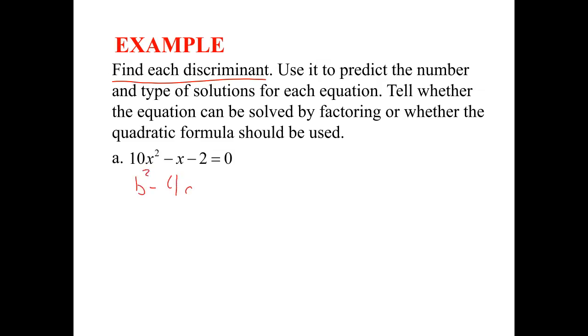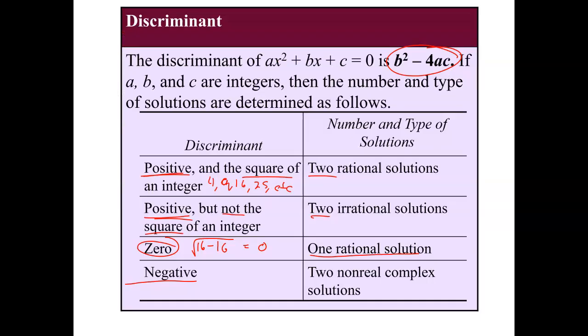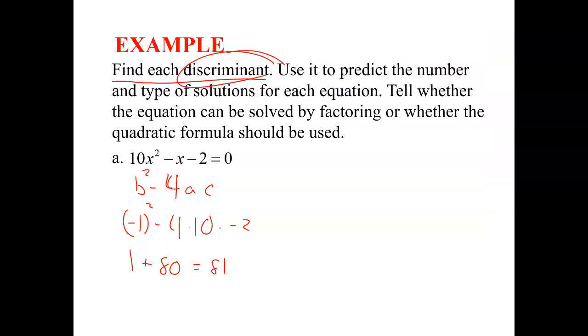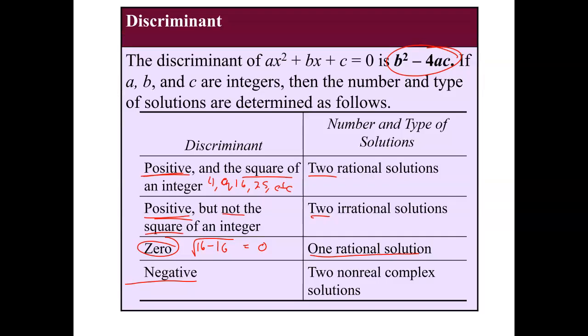B squared minus 4AC. What's my value for B? -1. -1 squared minus 4 times 10 times -2. So I've got 1 plus 80 to equal 81. So 81 is the value of the discriminant. So, is it positive? Yes. So then it's got to be either 2 rational or 2 irrational. Is it a perfect square? Yes. So then it's going to be 2 rational solutions.